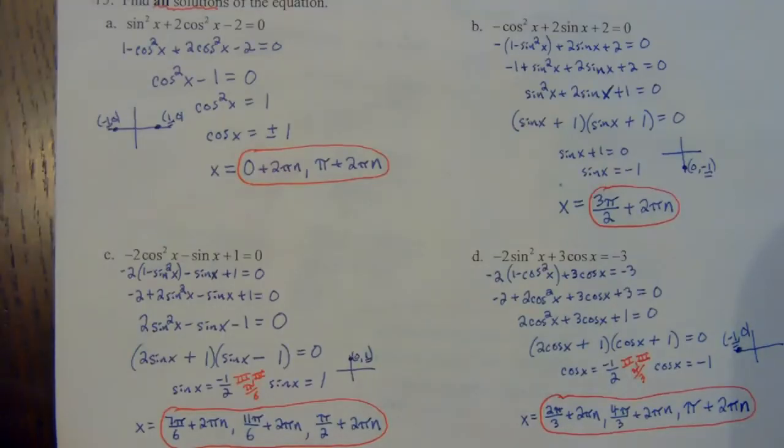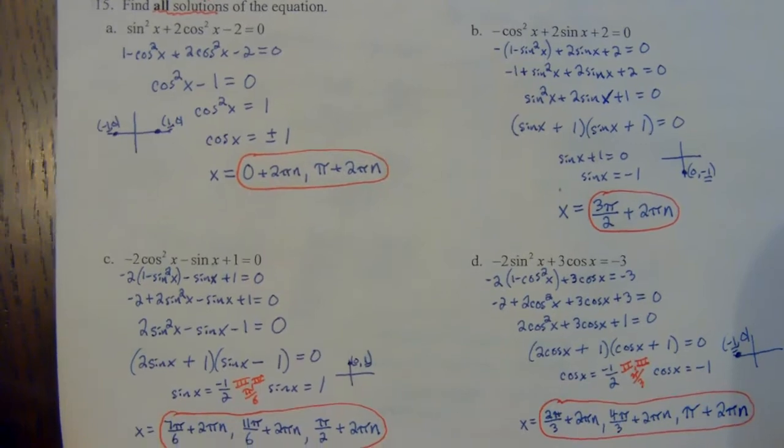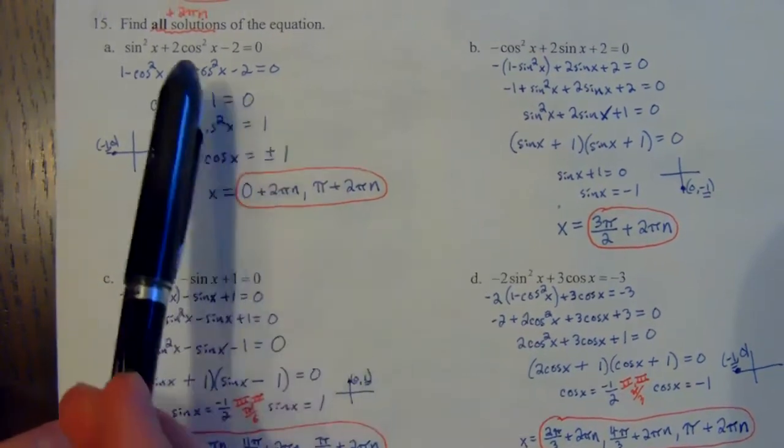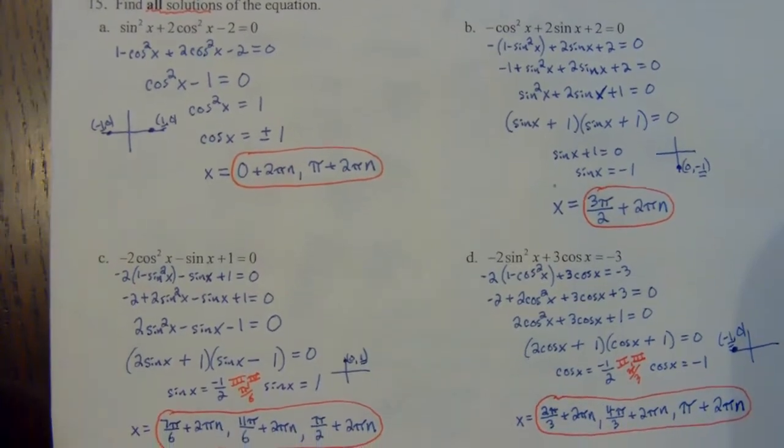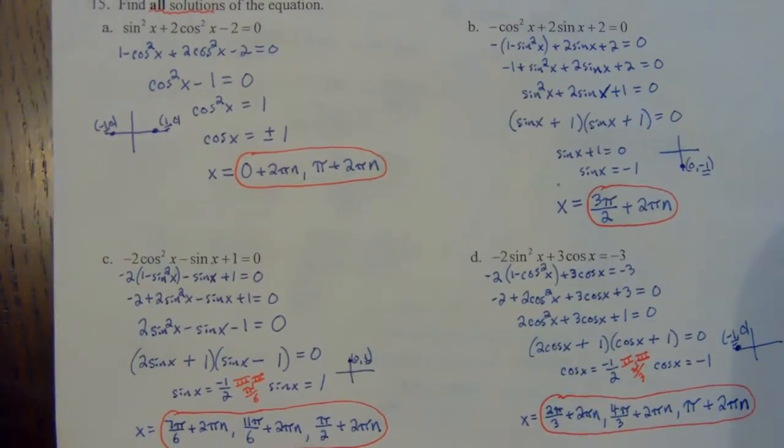Here we are solving more trig equations. These trig equations tell us to find all solutions, which means we're going to squeeze in the plus 2 pi n after our answers here. But there's all my work, all my answers for those 4 problems.